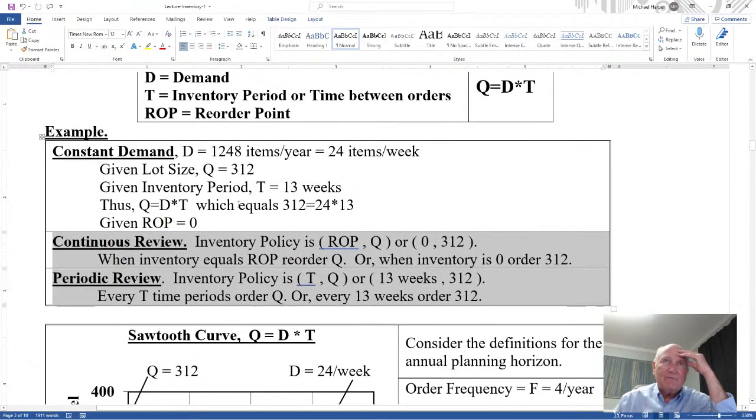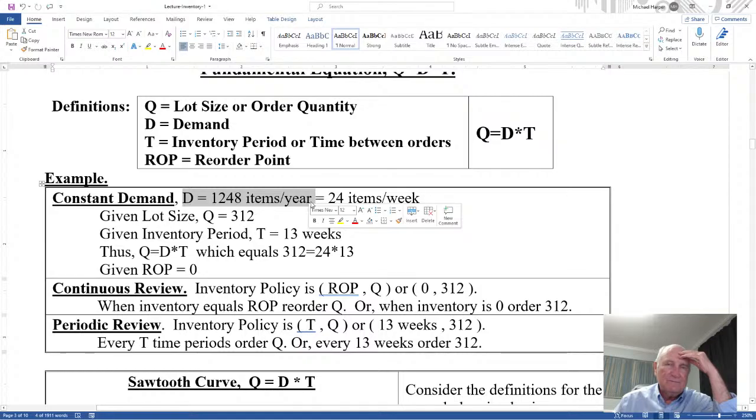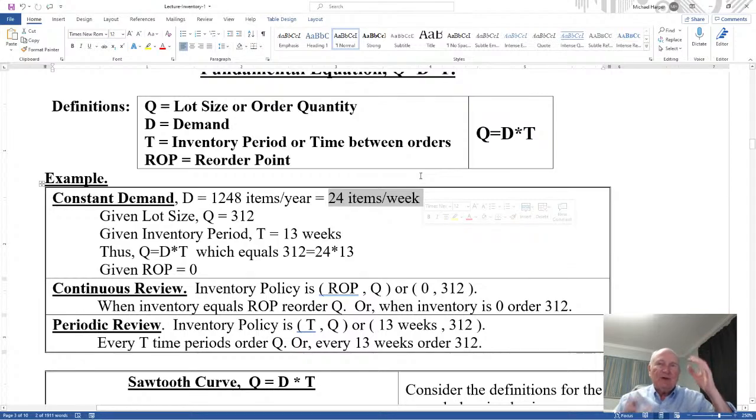Okay, first of all, suppose our demand for the year is 1,248 items per year. That's the demand from our customers. Now this is a constant rate, so it's prorated. I can divide this by 52 weeks in a year. Divide 1248 by 52, I get 24 items a week. So I can prorate that.